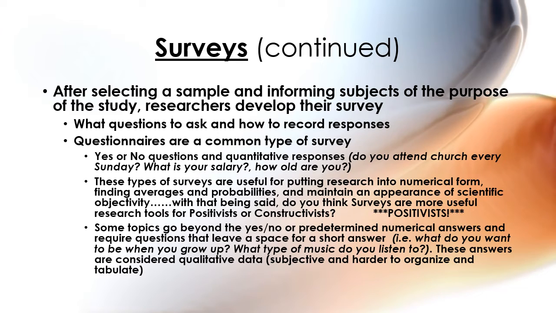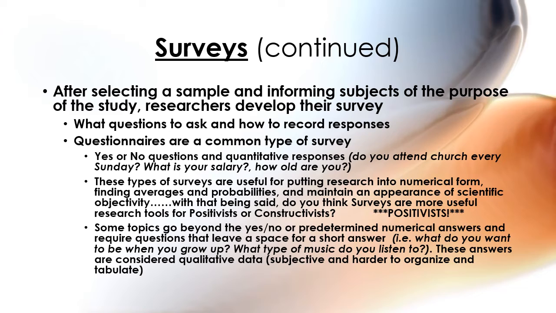So after the researcher selects the population they want to study and determines how to select their random sample, the researcher will need to create and develop their survey. First, they have to determine what questions they want to ask the participants and how to record the responses. Questionnaires are the most common type of survey, and questionnaires tend to ask a lot of yes or no questions or questions that yield quantitative responses.